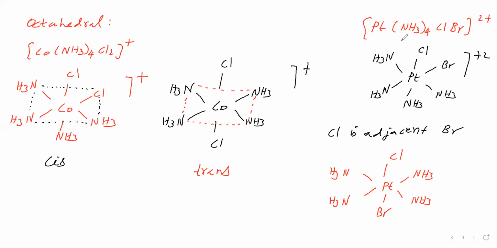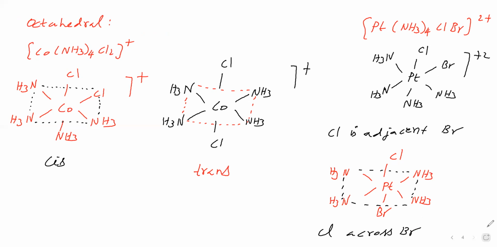NH3 4 times. Now we will show square planar. We are showing square planar here. Now we can say this Cl is across this Br. Cl is across Br. Therefore, Cl is against Br. Therefore, we can say for this complex, these two are geometrical isomers.